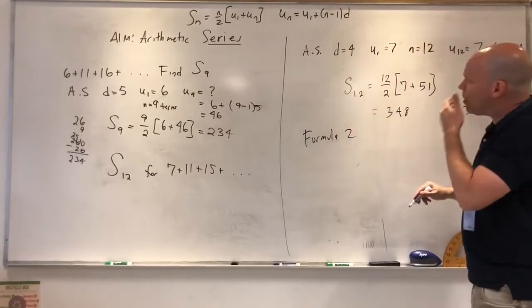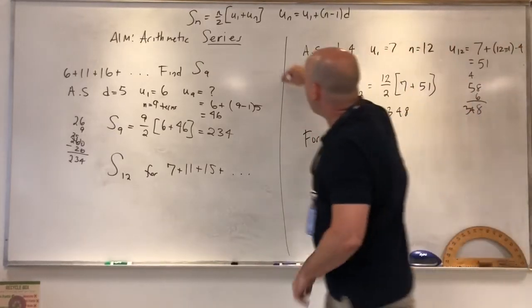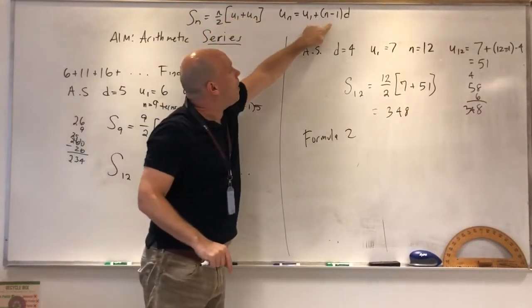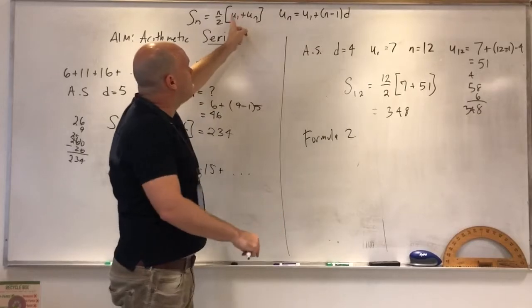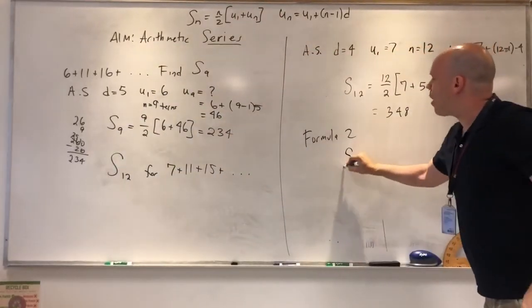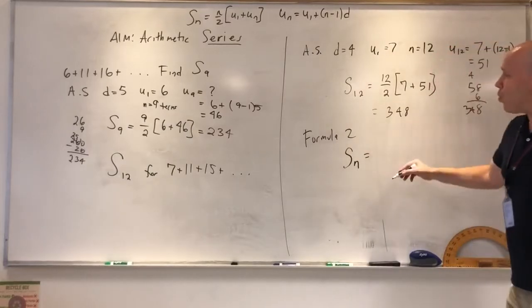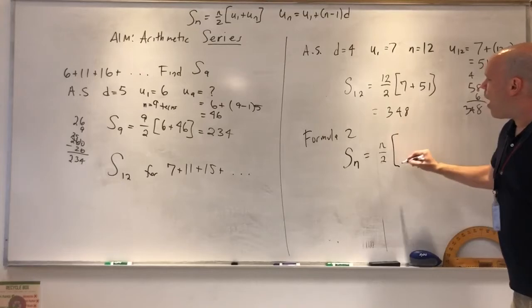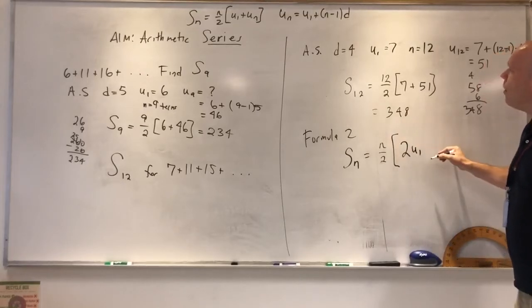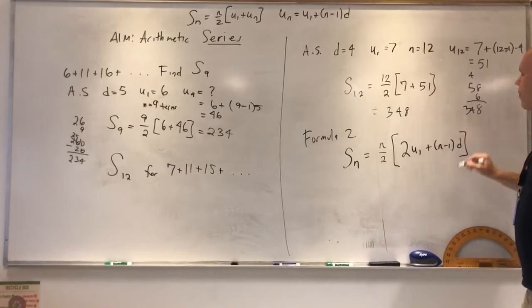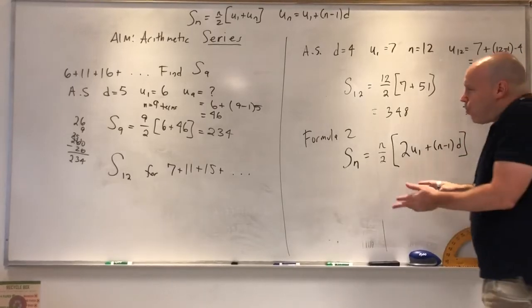Formula 2 says, replace the u of n with this formula, combine them together, and you end up with the sum of the first n terms is also n over 2 times 2u1 plus n minus 1 times d.